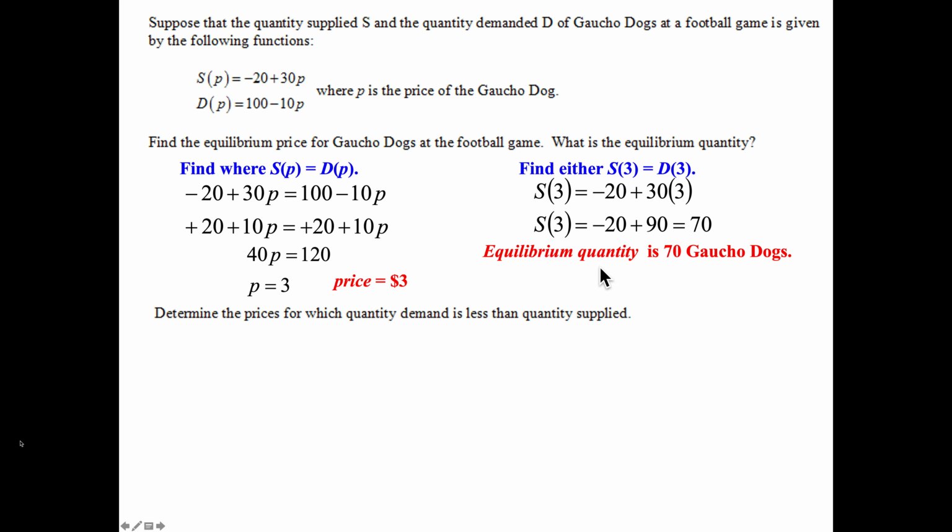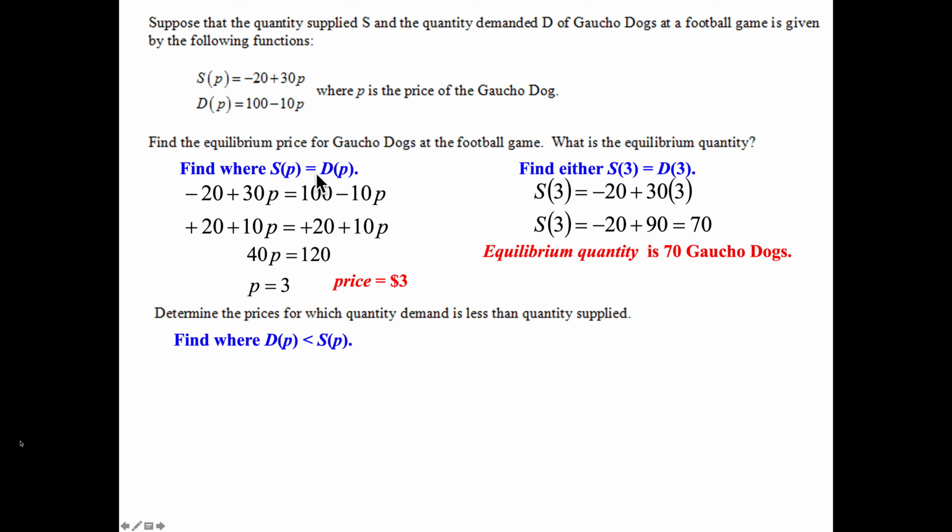Now, let's say they ask us this question. Determine the prices for which quantity demanded is less than quantity supplied. All right, the consumer's demand is less than the company's supply. Okay, so that's going to be D of P is less than S of P.